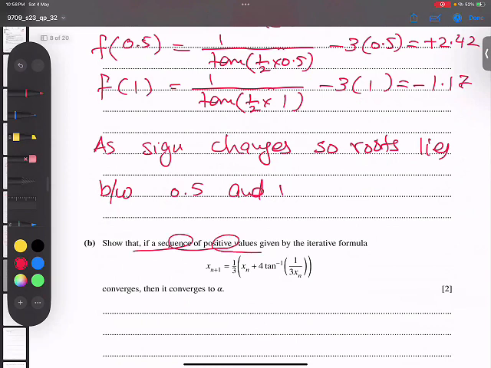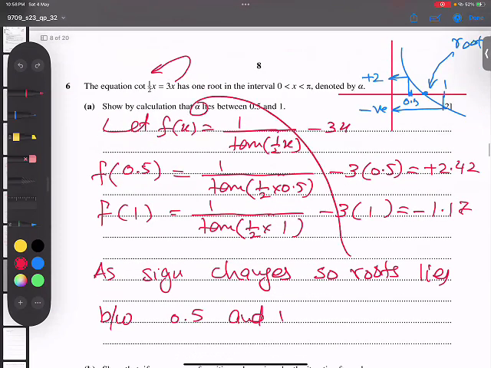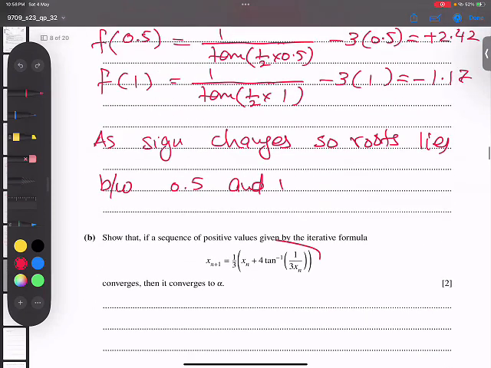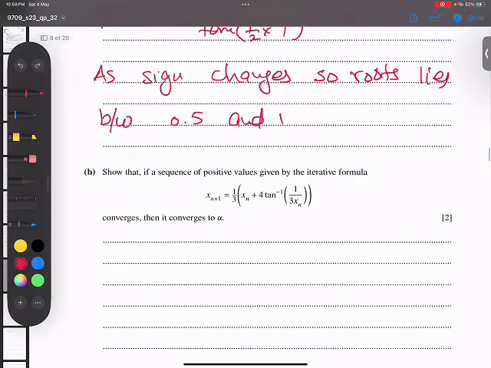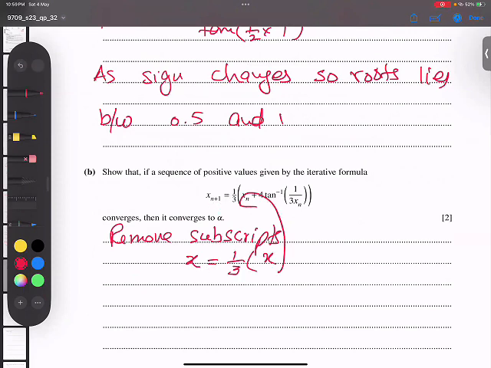Show that the sequence of values from the iterative formula converges to alpha. Okay, and alpha is mentioned here. So it means the root approaches this value in the middle of that. What is the method, student? This kind of question, when we have it, these are called subscripts. So job number 1, remove subscripts. When I remove them, here this n plus 1 is gone, here this n is gone, and here n as well is gone.